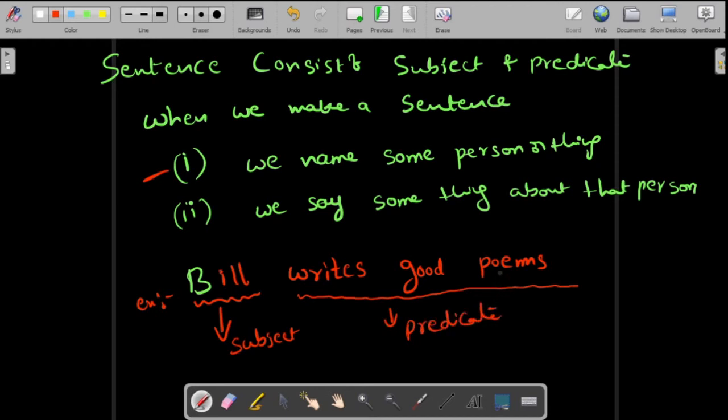Okay, what you observe here is that every sentence has a subject and a predicate. The part which names the person or thing we are speaking about is the subject of the sentence. The part which tells something about that subject is called the predicate of the sentence. In this way we can say. Now move to some examples.